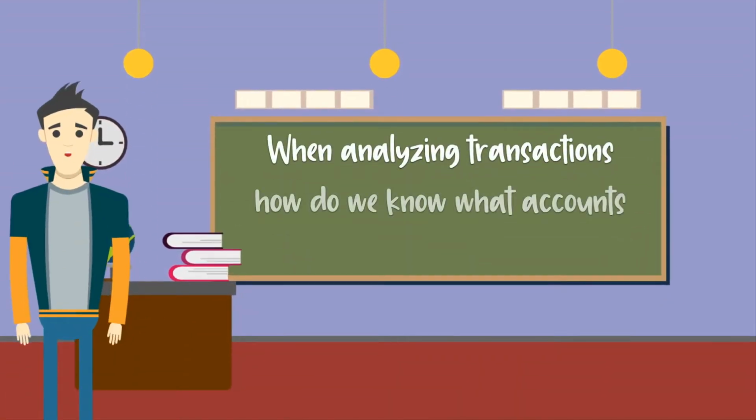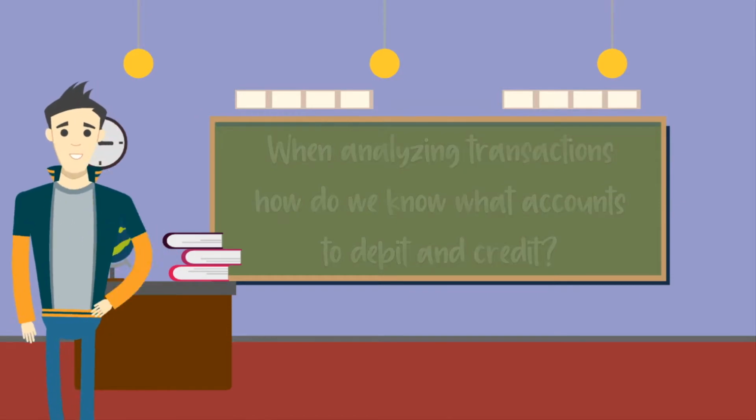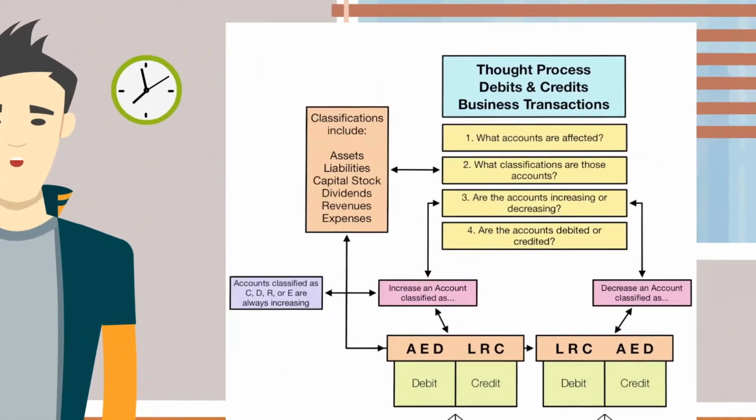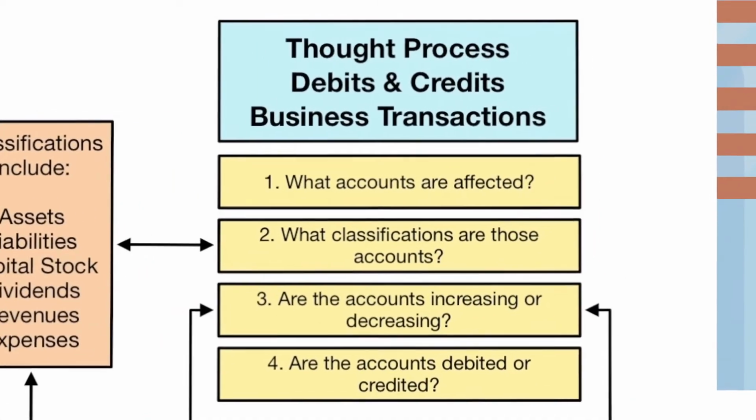When analyzing transactions, how do we know what accounts to debit and credit? The thought process to get to debits and credits involves 4 steps.